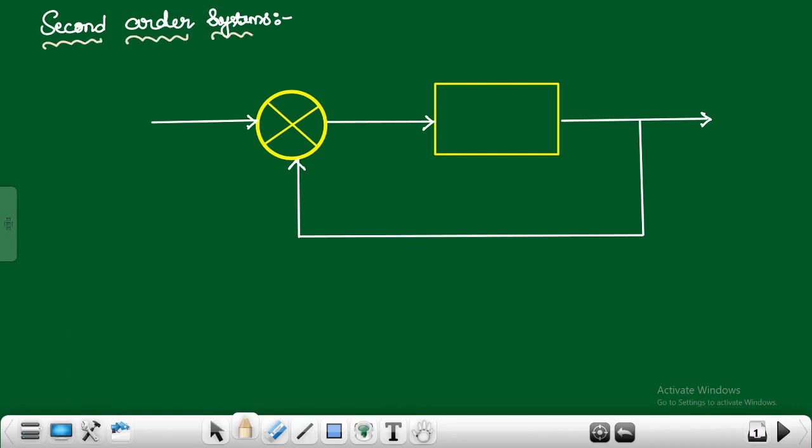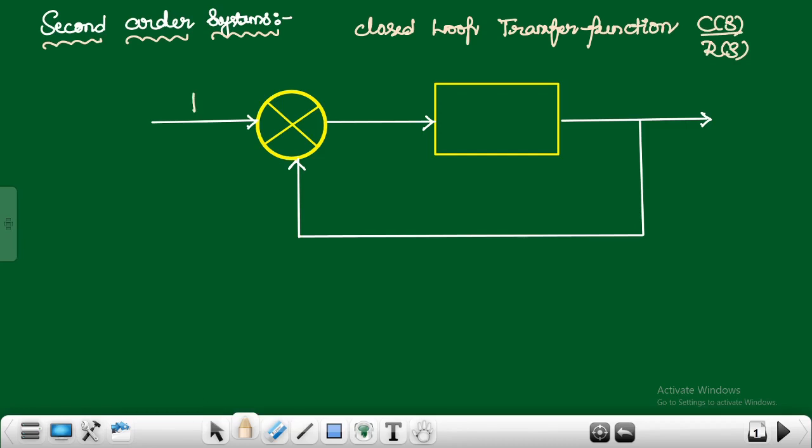If you observe the standard form of the second order system, for that purpose I have taken one closed loop transfer function. Let us consider the transfer function of this closed loop will be C of s divided by R of s. That means you are giving the input as R of s and you are getting the output as C of s, and you are giving a unity feedback. So with this basics we can take the standard form of the second order system.